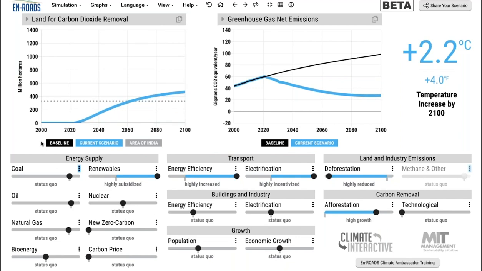And you can see, this graph is showing land for carbon dioxide removal. The only approach we've taken so far is around afforestation. This dotted line here is showing us the area of India. So if you think of a global map, India is a massive nation. And in this current scenario, by the year 2060, we would have planted enough trees globally to equal the size of India and beyond. So when we're talking about this kind of action, it's really at a very large scale in which we see temperature outcomes of significant levels.